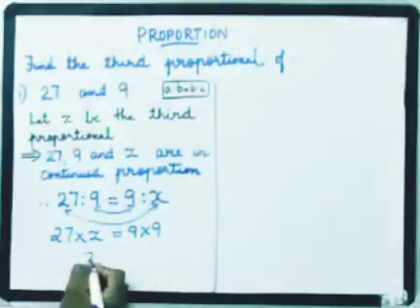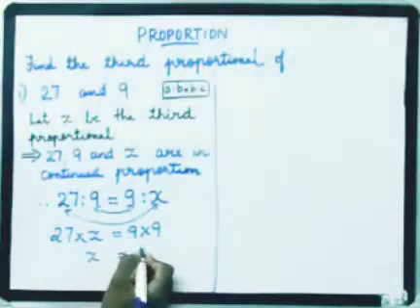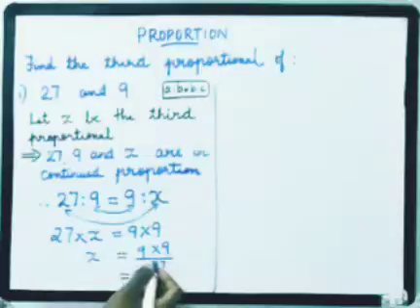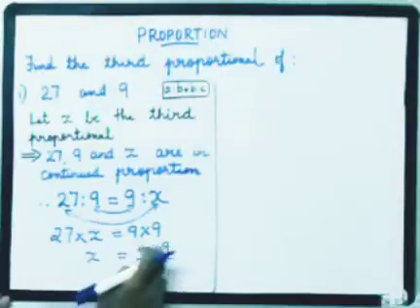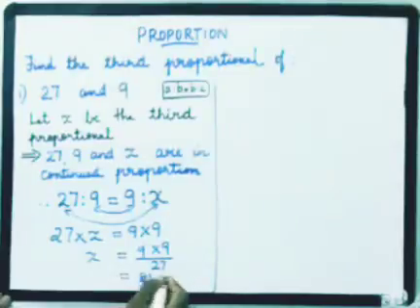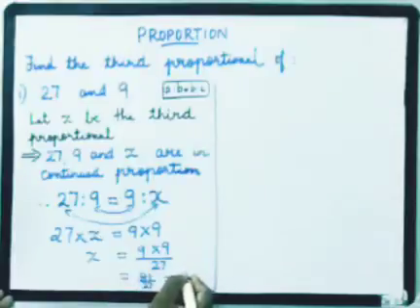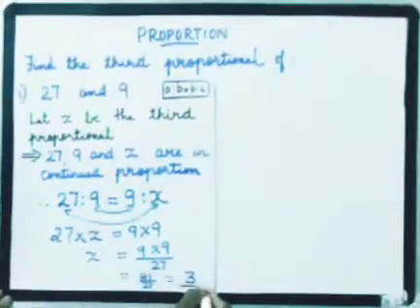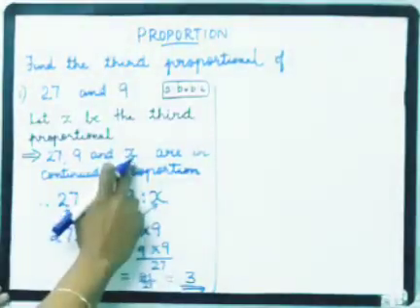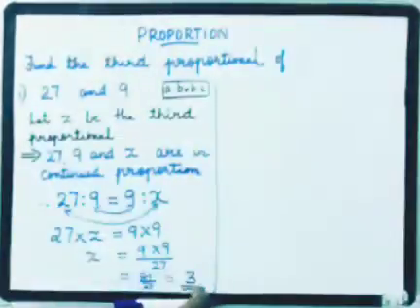Then how can you find out the value of x? x is equal to 9 into 9 divided by 27. Then you can do cancellation method, or you multiply this 9 into 9. 9 into 9 is 81 by 27. 27 goes 3 times in 81. So the answer is 3. So value of x is equal to 3. So the third proportional is 3.